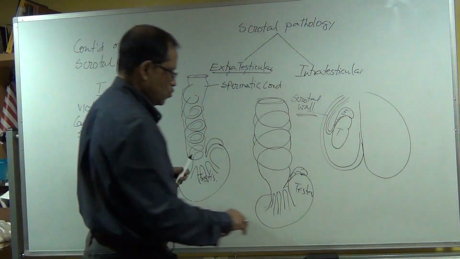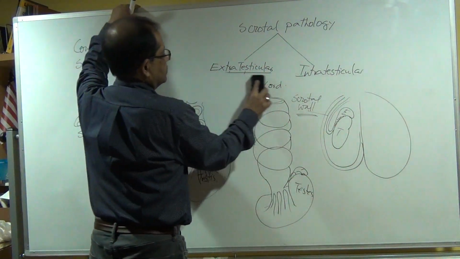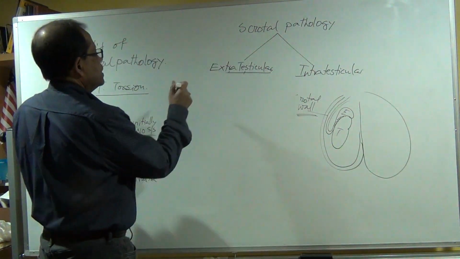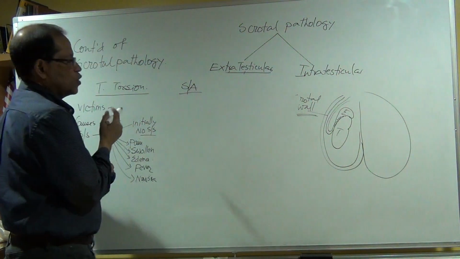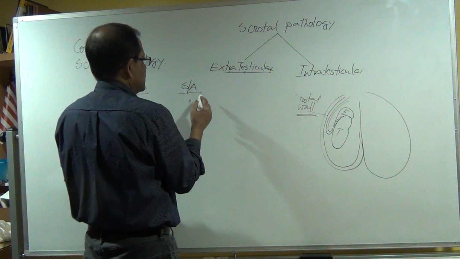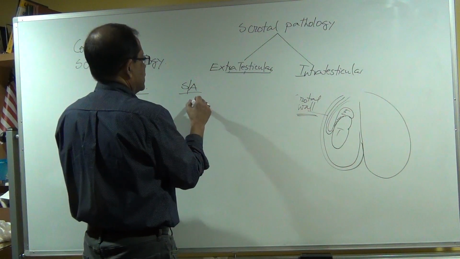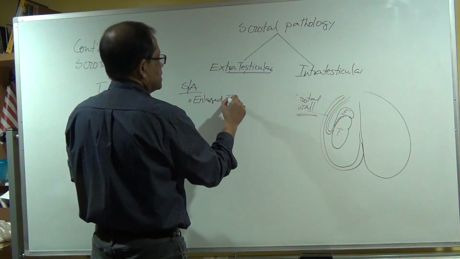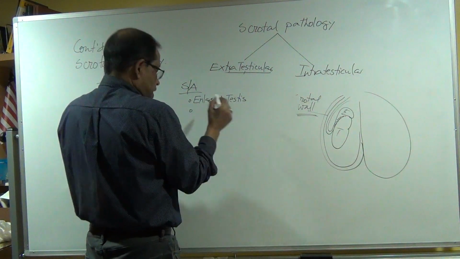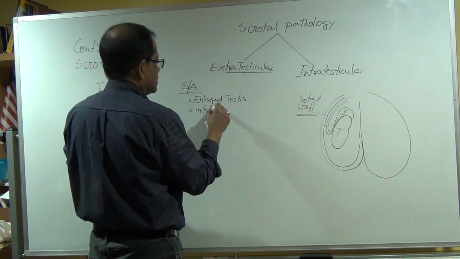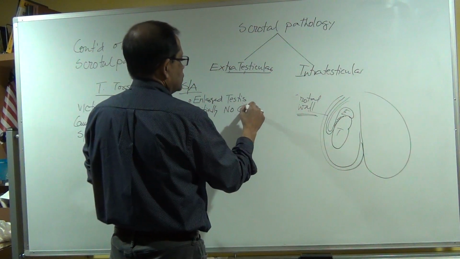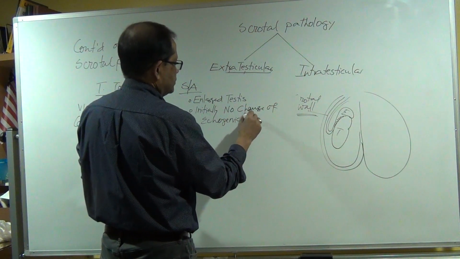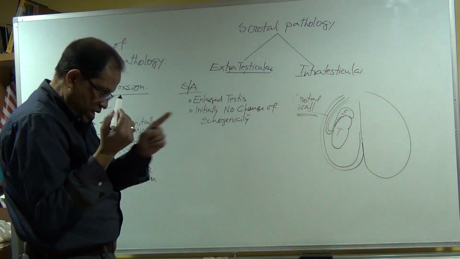So now sonographic appearance, what you will see. You are doing the ultrasonography. Sonographic appearance, you will see enlarged testis. Initially you will see no change of echogenicity. No change. It looks same. But you are comparing both right versus left.